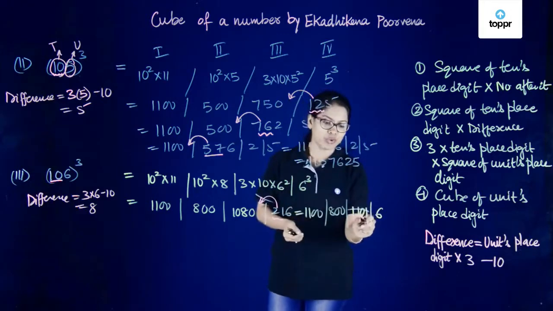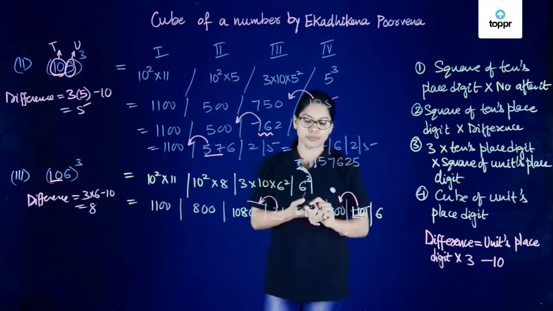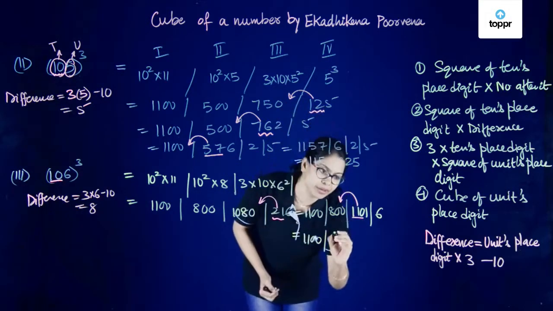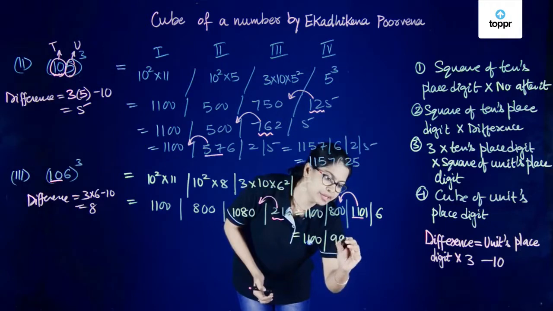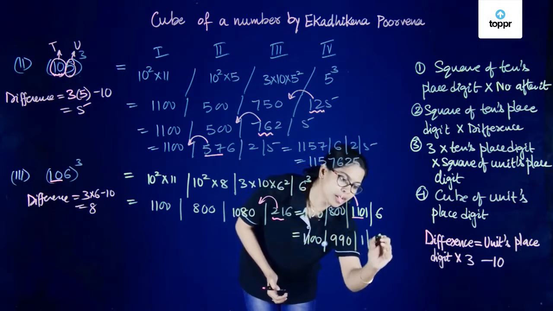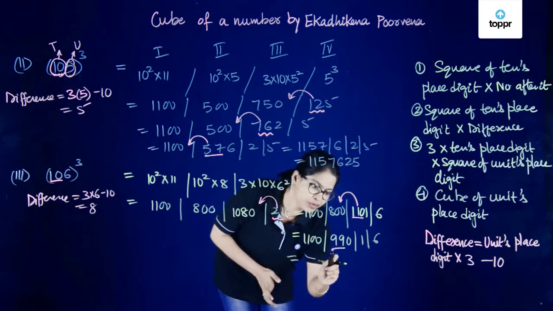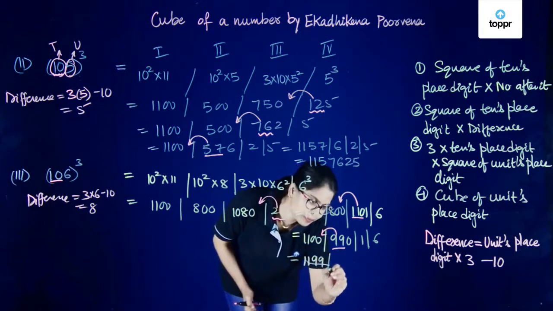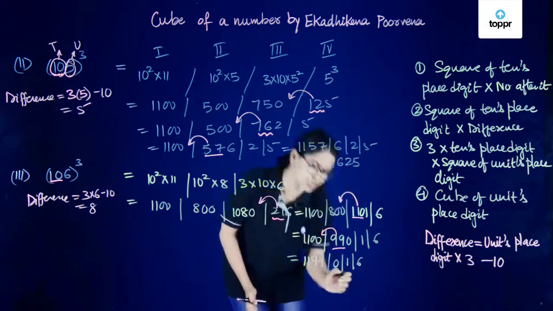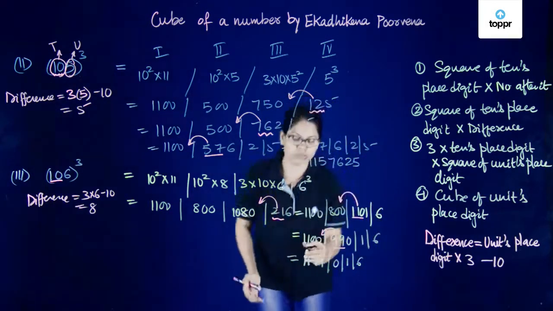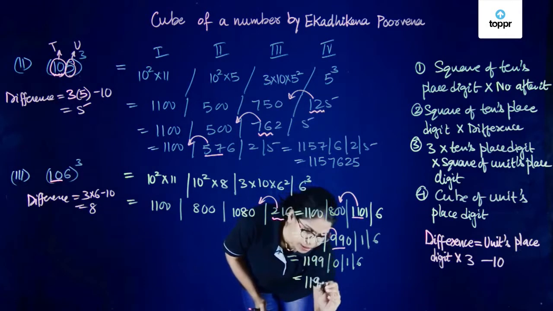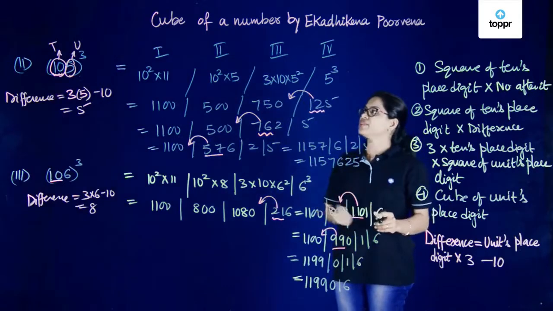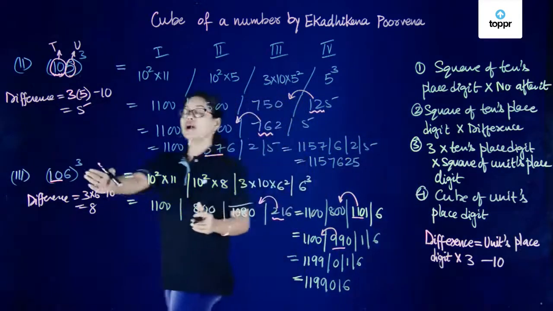Now we need to carry over 110 to the second column. So we have 1100, 800 plus 110 gives us 910, and just 1 and 6. Now carrying over 91 to the first column, we have 1191, 0, 1 and 6. So putting the numbers together, we have 1199016. So our answer is 1199016, that's the cube of 106.